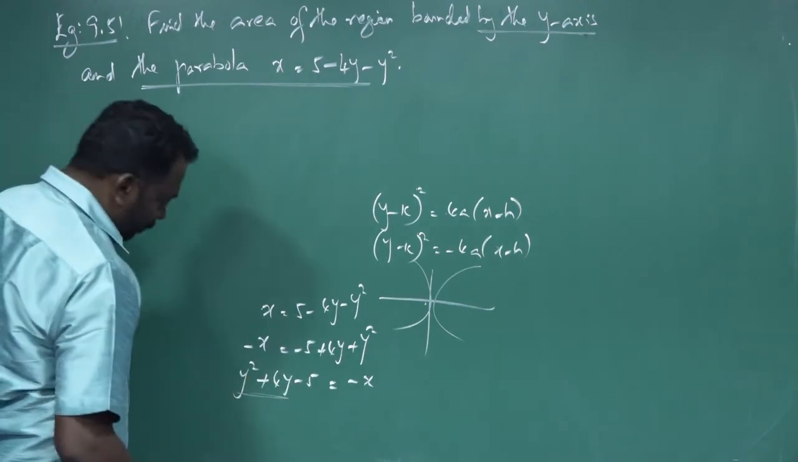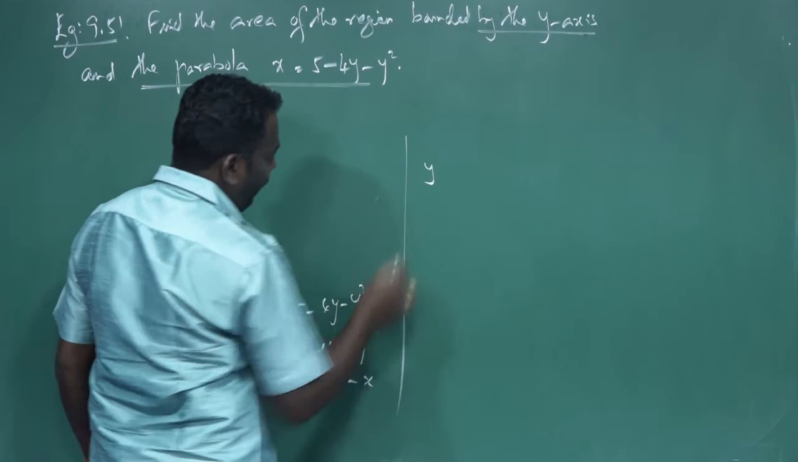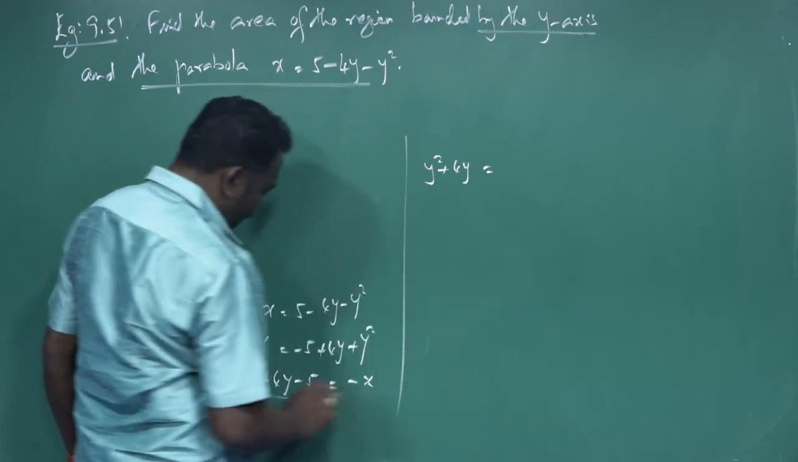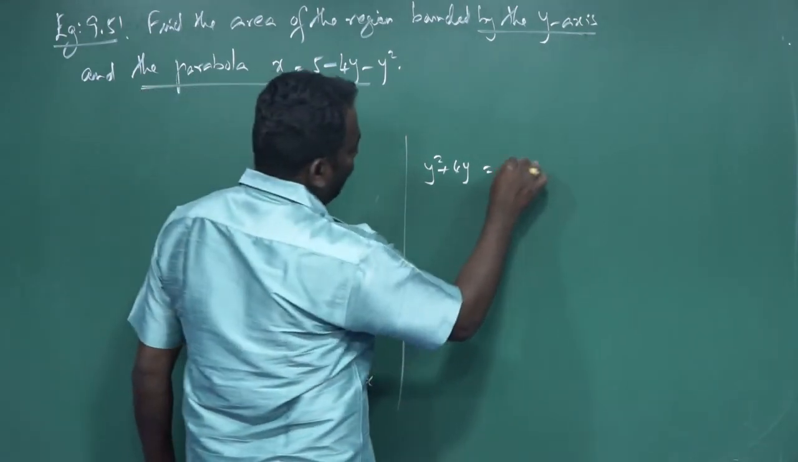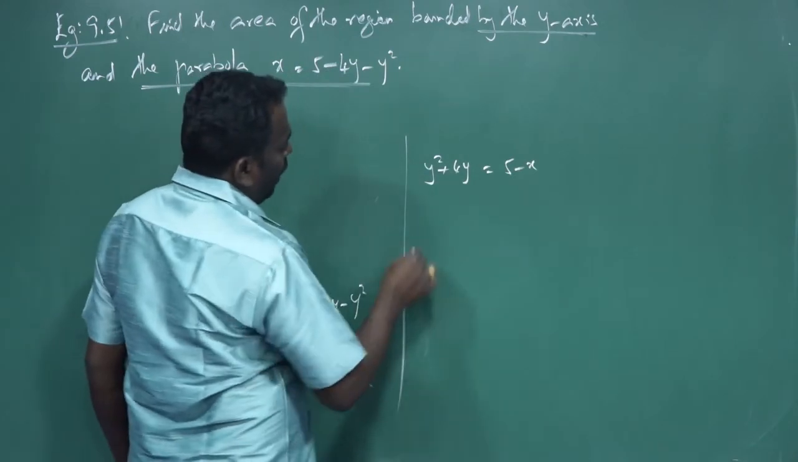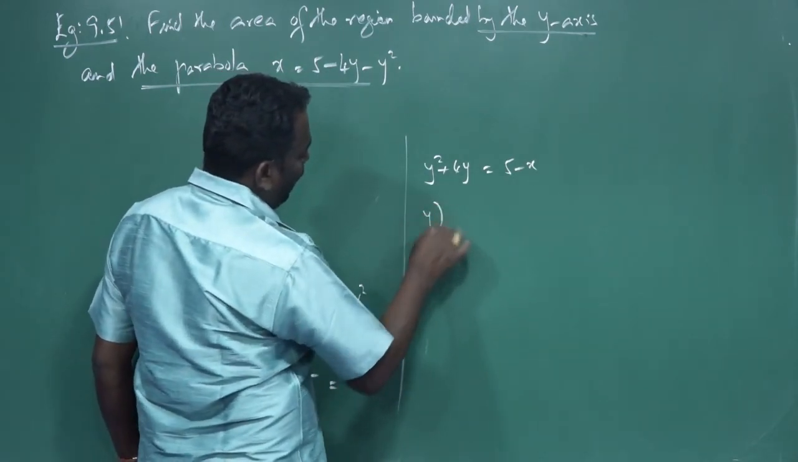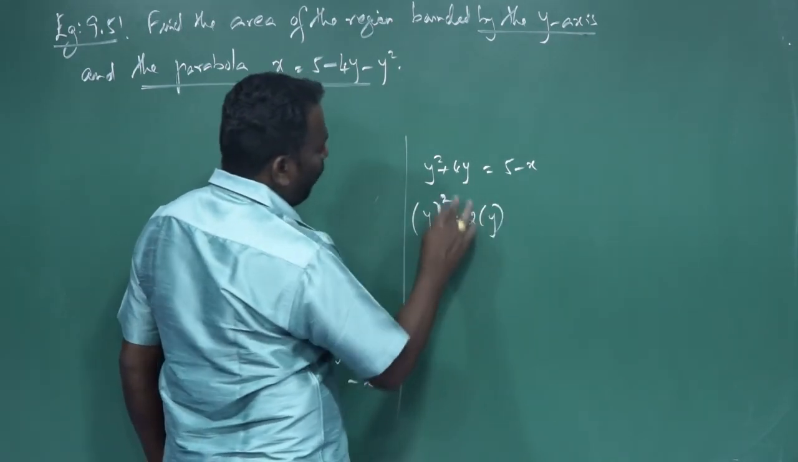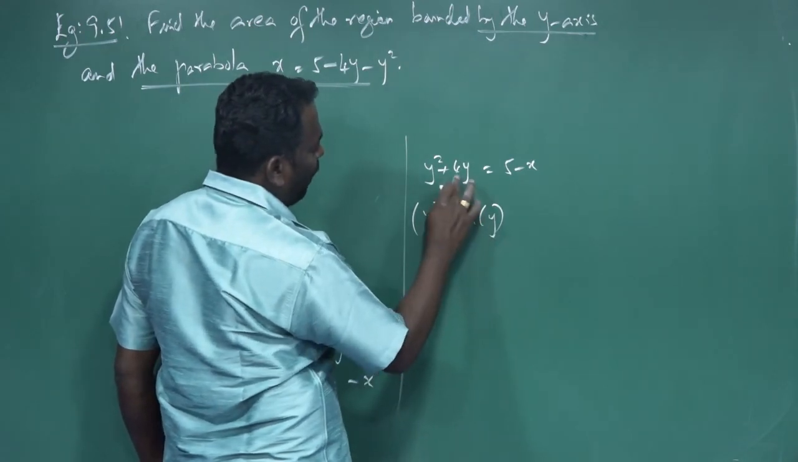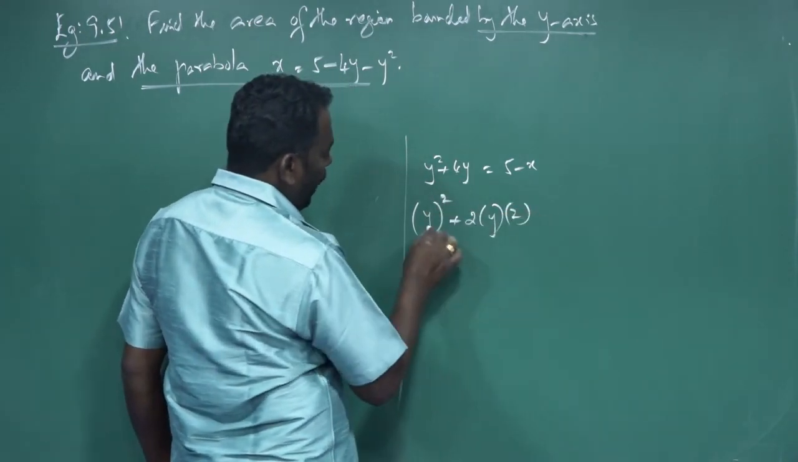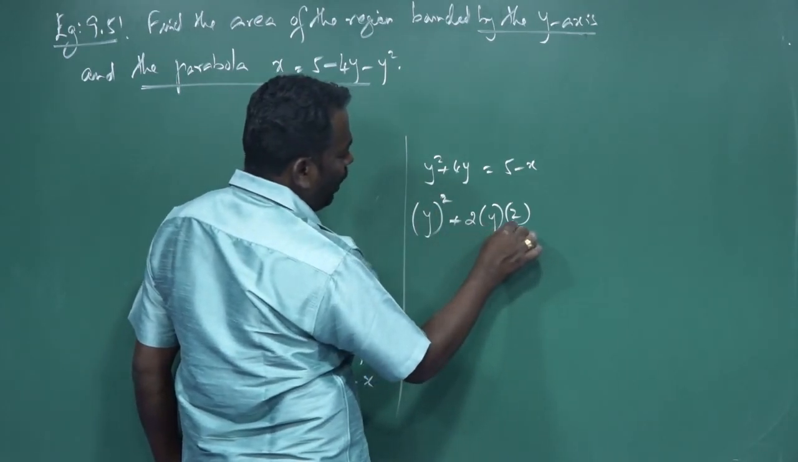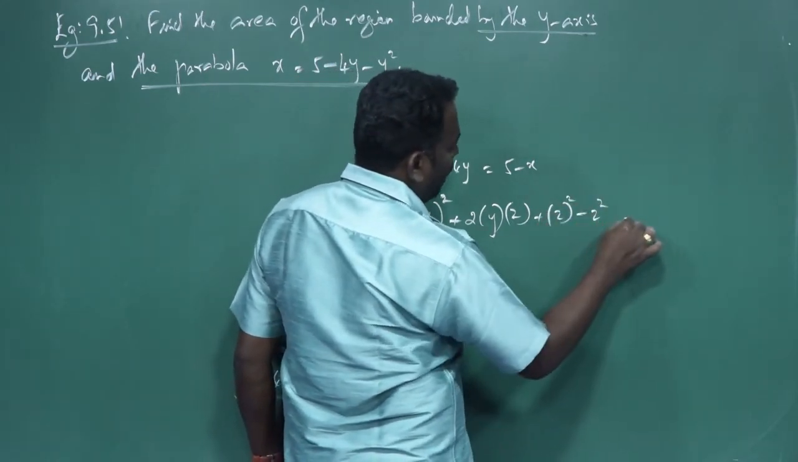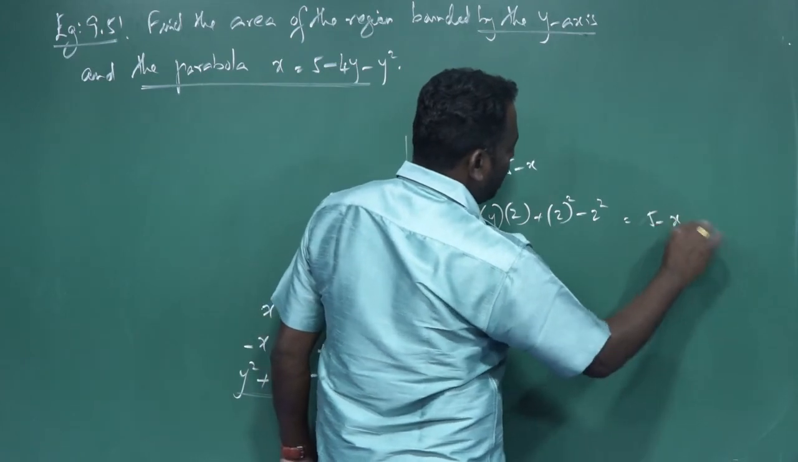So find out the standard form. Therefore next line: y square plus 4y is equal to 5 minus x. Next, convert to square form: y whole square plus 4y. You can write 2 into y, because if you multiply by 2 then you get 4y. So a square plus 2ab, b value equal to 2. Therefore we need b square, that is 2 square minus 2 square, equal to 5 minus x.